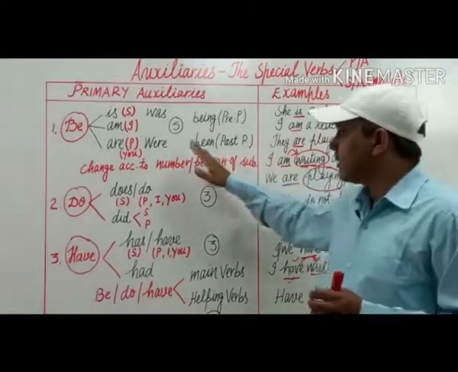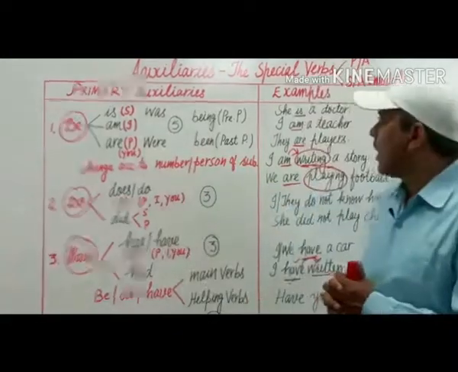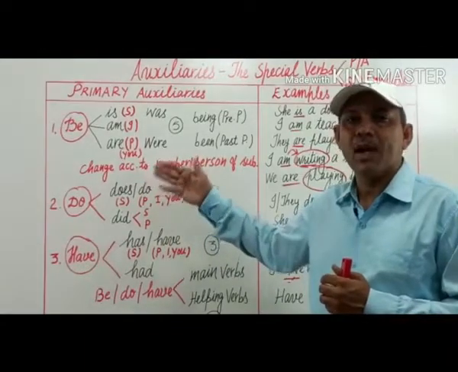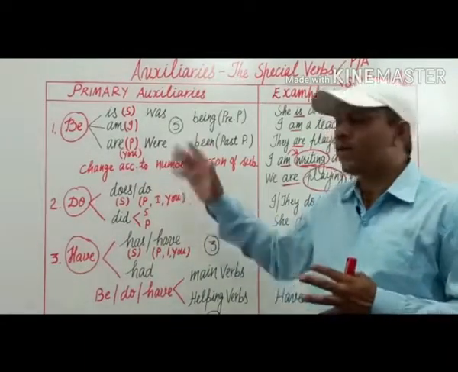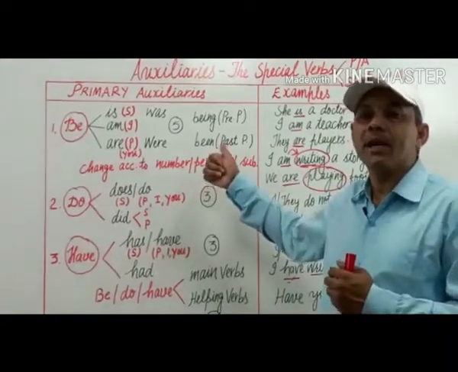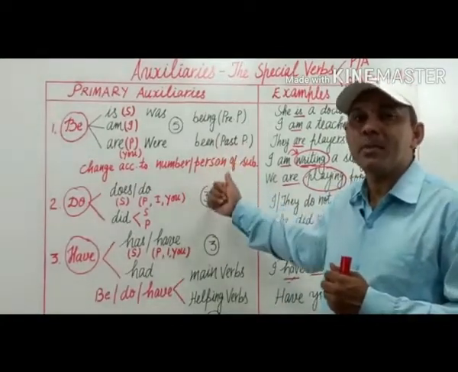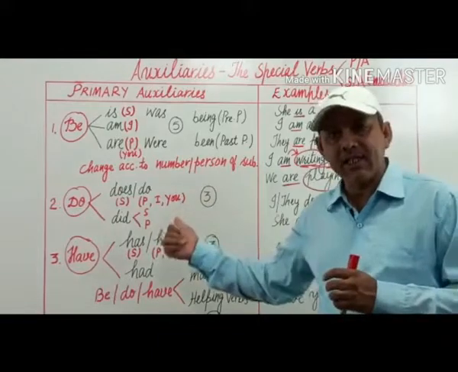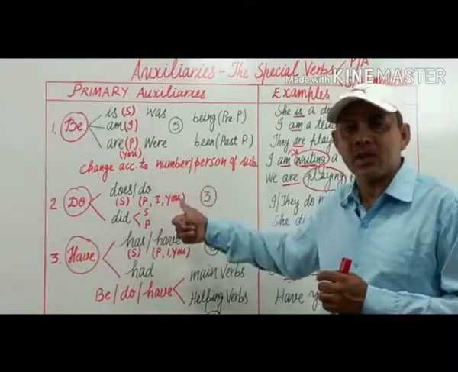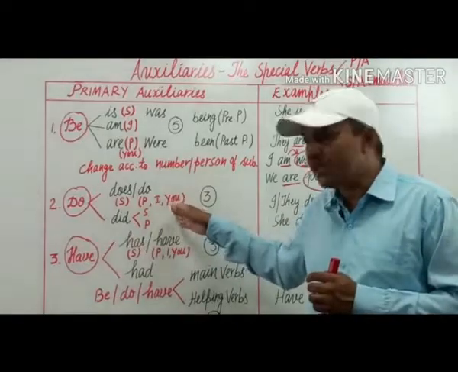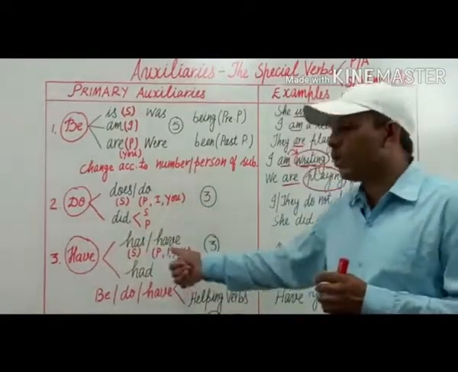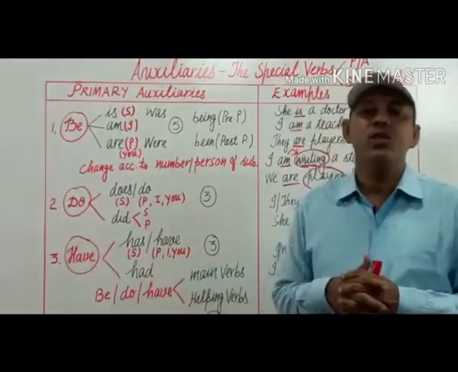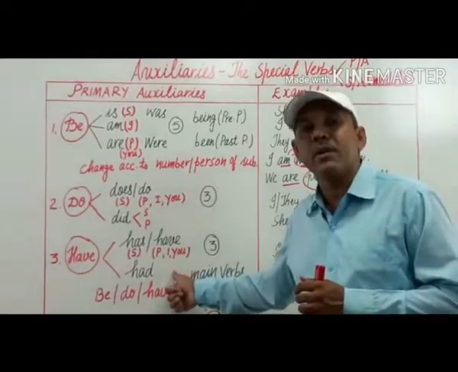Here we have discussed the forms of three primary auxiliaries: be, do, have. Be has five forms: is, am, are, was, were, and apart from these it has two participles: being as present participle, been as past participle. In case of do, it has three forms: do, does, and did, to make sentences negative or interrogative or to emphasize statements. And have has three forms: has and have, to make present tense, present perfect tense, and had, to make past perfect tense.